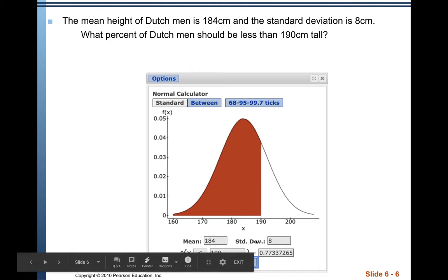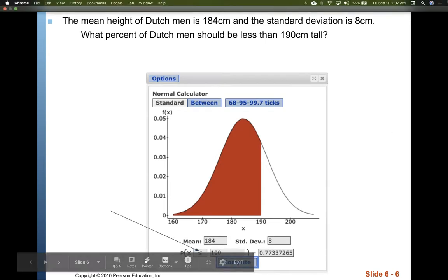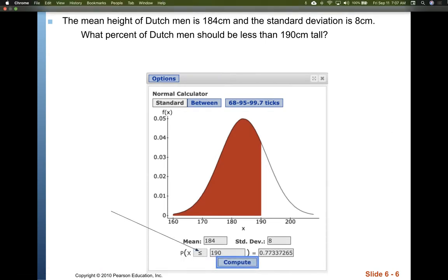This is a screenshot of what I did on my computer. I put in the standard deviation of 8. And then down here, where I have that arrow, that is a drop-down menu. In that drop-down menu, you can choose either less than or greater than or equal to.